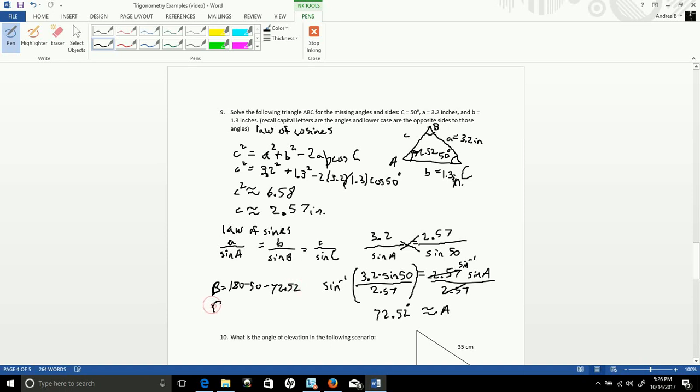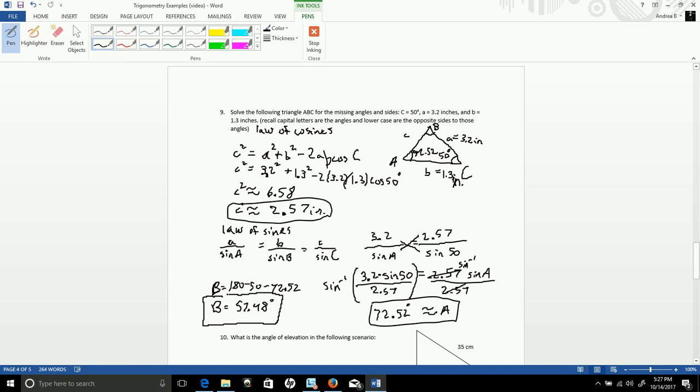And then you want to plug that in, see what you get here. So once again, you're doing 180 minus 50 minus 72.52. So it looks like here we get about 57.48 here. And once again, this was an angle, so that would be in terms of degrees once again. So we'll go ahead and box in what our three answers were. We had our side C, which was 2.57 inches, angle A, which was about 72.52 degrees, and then we had angle B, that top angle, which was 57.48.